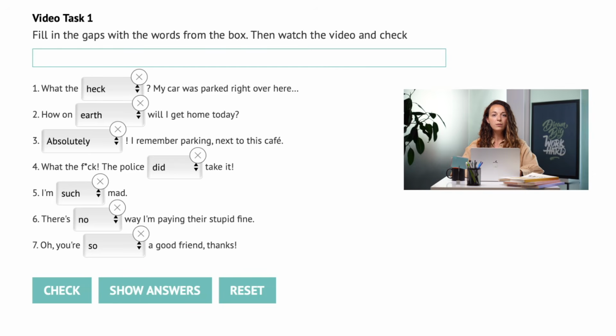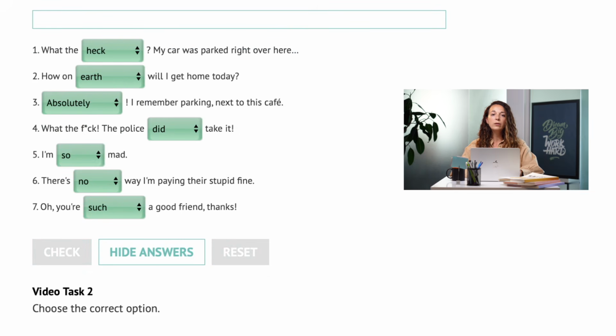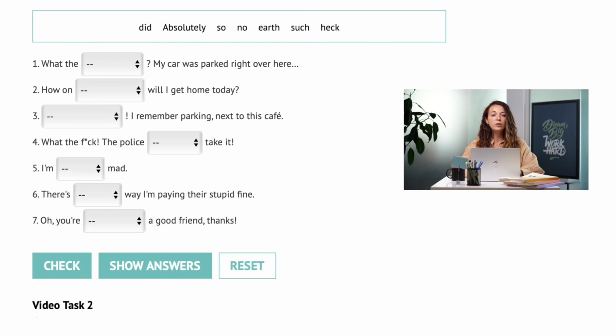We will complete 3 tasks during this lesson. Each task we will complete has 3 buttons at the end. Check, show answers, reset. When you press the check button, you will see if your answers are right or wrong. When you press the show answers button, you will see the correct answers. Press it again to go back to your answers. When you press the reset button, all your answers will disappear and you will be able to do the task once again.